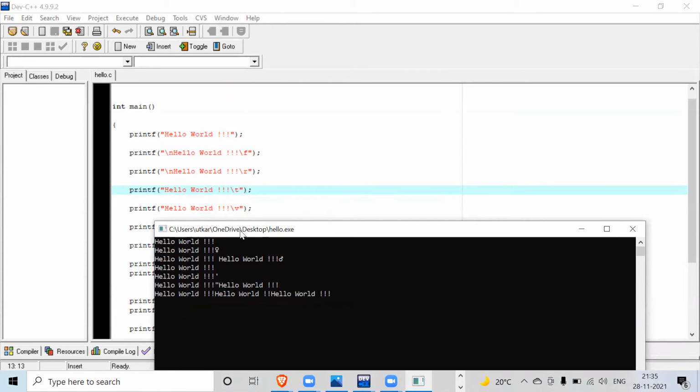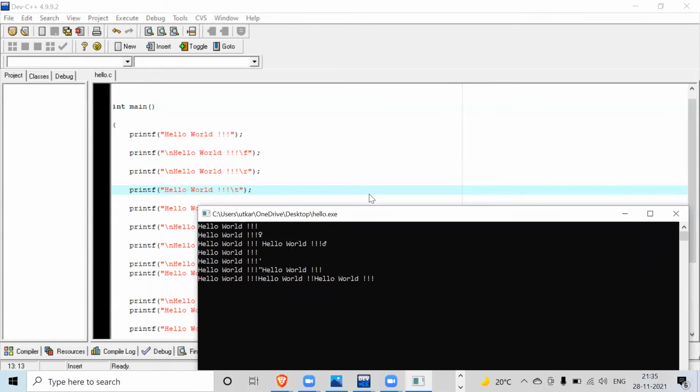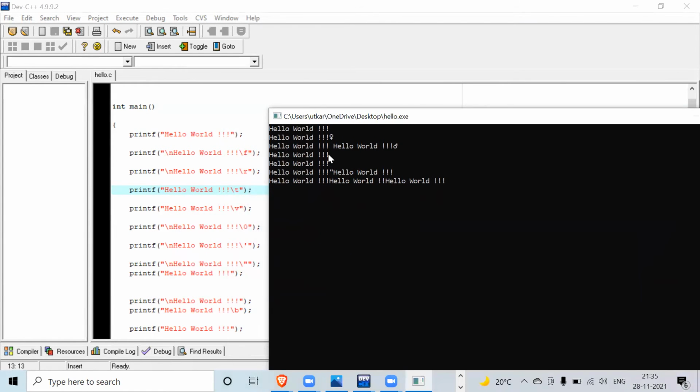Okay, what does \v do? \v gives you this symbol. I think this is a male female symbol. Okay, another one is \0. It probably does nothing.